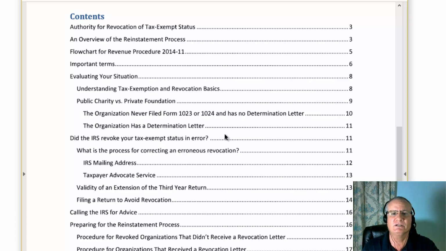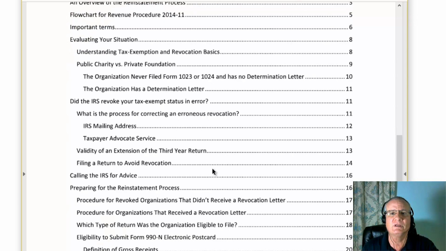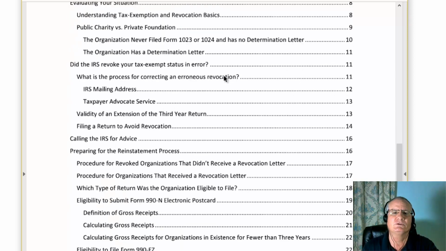Do you have a determination letter? Did the IRS make a mistake? This tells you about how to determine whether the IRS made a mistake and revoked your status in error. Talks about how to contact the IRS. Talks about the validity of a third-year extension.